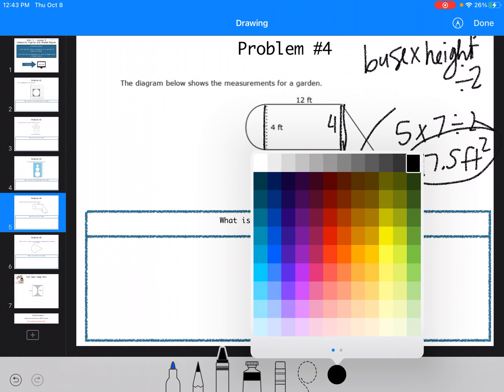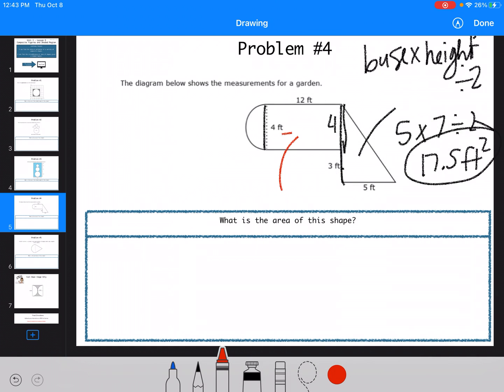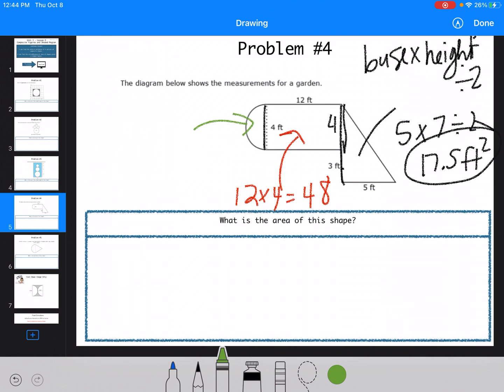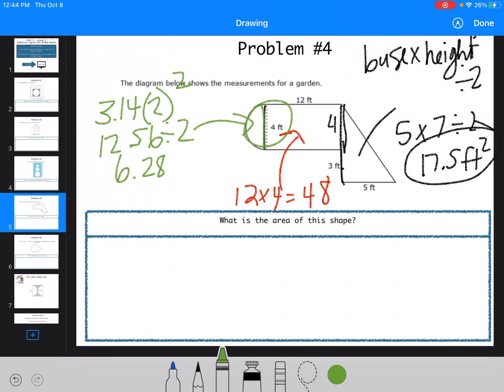Then I'm going to find the area of the rectangle. So that's going to be 12 times 4. And I get 48. Then I'm going to find the area of my half circle, or my semicircle. So I have 3.14 times, and then this whole thing's 4, so the radius is 2. So I get 12.56, but that would be for an entire circle, so I have to divide this by 2. So 12.56 divided by 2, and I get 6.28, and that would be feet squared.